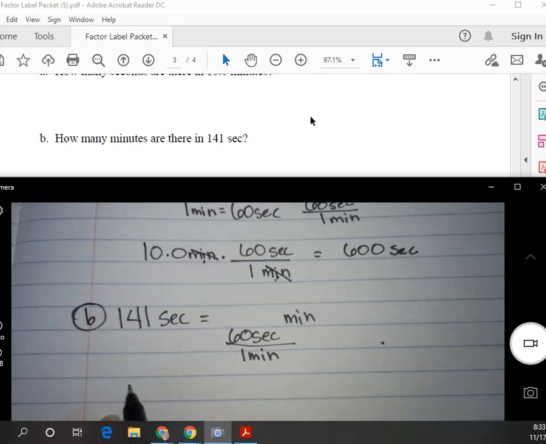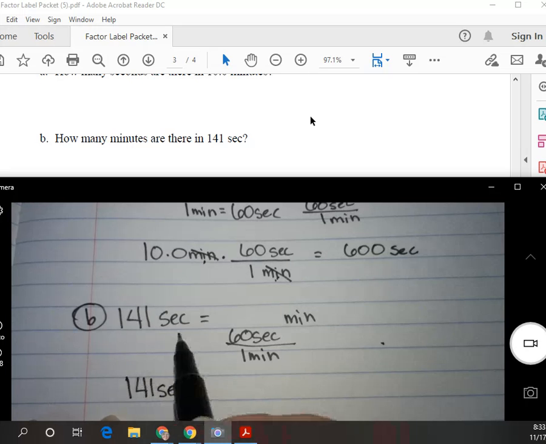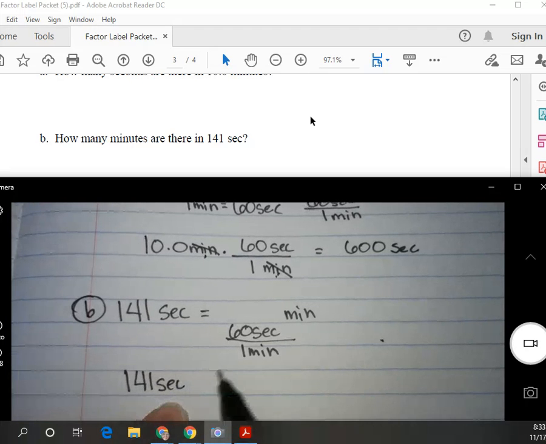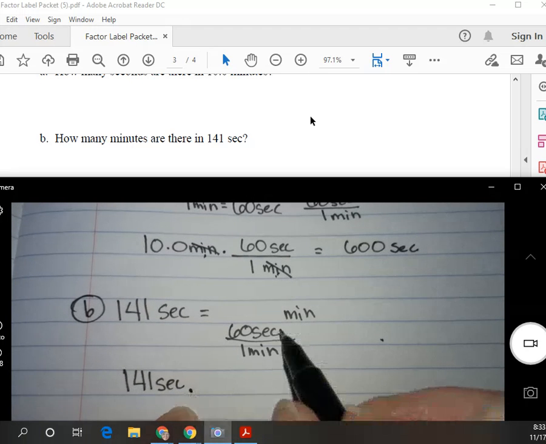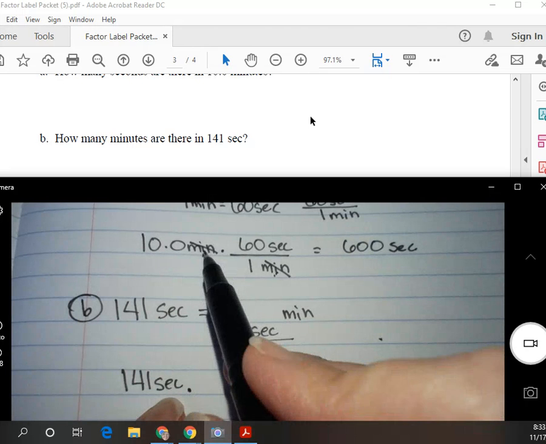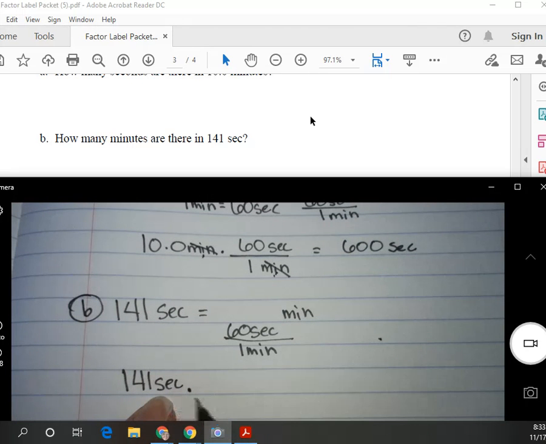So we start with what we have. So we just rewrite 141 seconds. All right, that's what we have. We're going to have to use this conversion factor. But remember what we set up here? Whatever I start with has to go on the bottom. So I have to put seconds on the bottom. And in this conversion factor, 60 goes with seconds. So 60 on the bottom, 1 minute on the top.